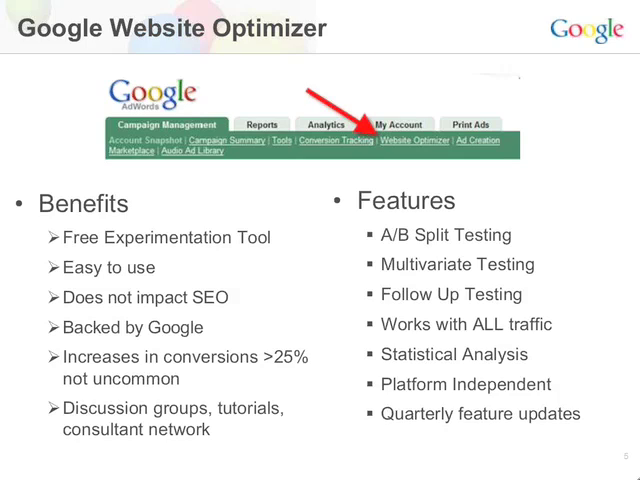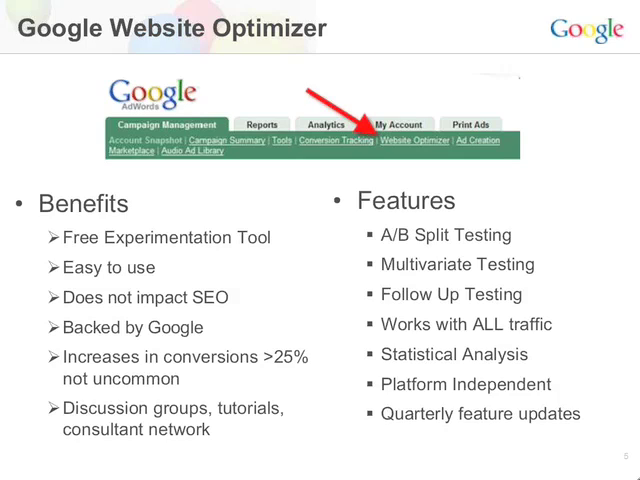Some of the specific features that we support are A/B split testing, multivariate testing, and follow-up testing, which is really important just to confirm that you have your winner and that it is as strong as it initially appeared. It will work with all of your traffic. While to access it you need to have an AdWords account, to be clear, you don't need to spend any money with AdWords. In fact, you don't even need to give us your billing information.